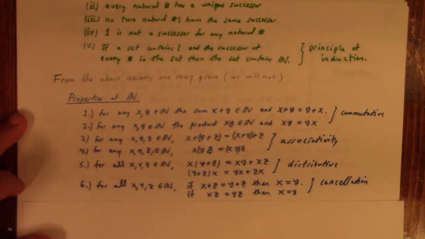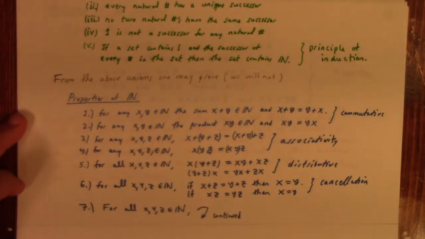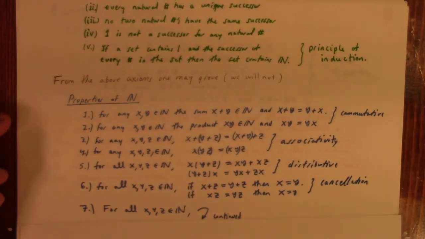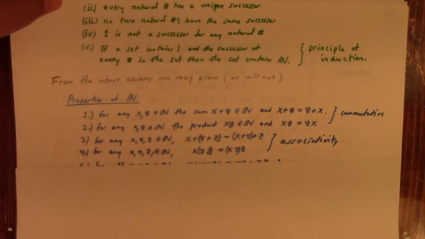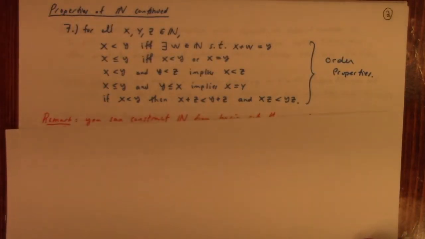That cancellation property is also something we know for vector spaces, but this multiplicative cancellation is pretty special. That's only found in more specialized sets, but here it is. If xz is equal to yz, then x equals y. So these are all familiar properties. But what's interesting, perhaps, is the claim that all of these can be derived from those 5 axioms, or the so-called Peano postulates.